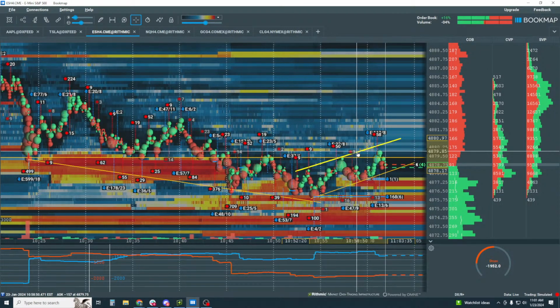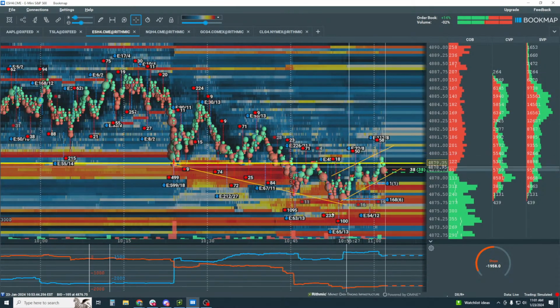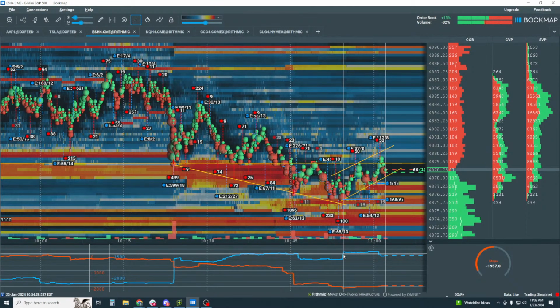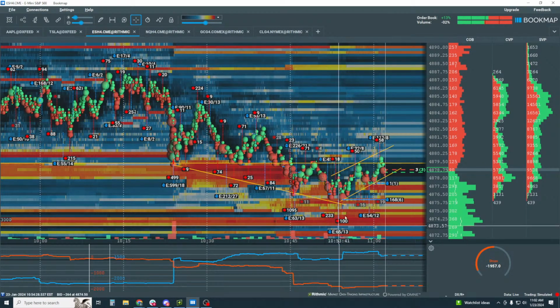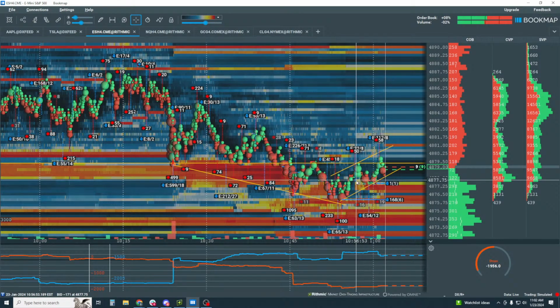Yes, you will need your level 2 data. And MBO data is with Rhythmic. Then you'll need the MBO bundle. You'll need to purchase that separately. It works with the Global or Global Plus Bookmap version package.